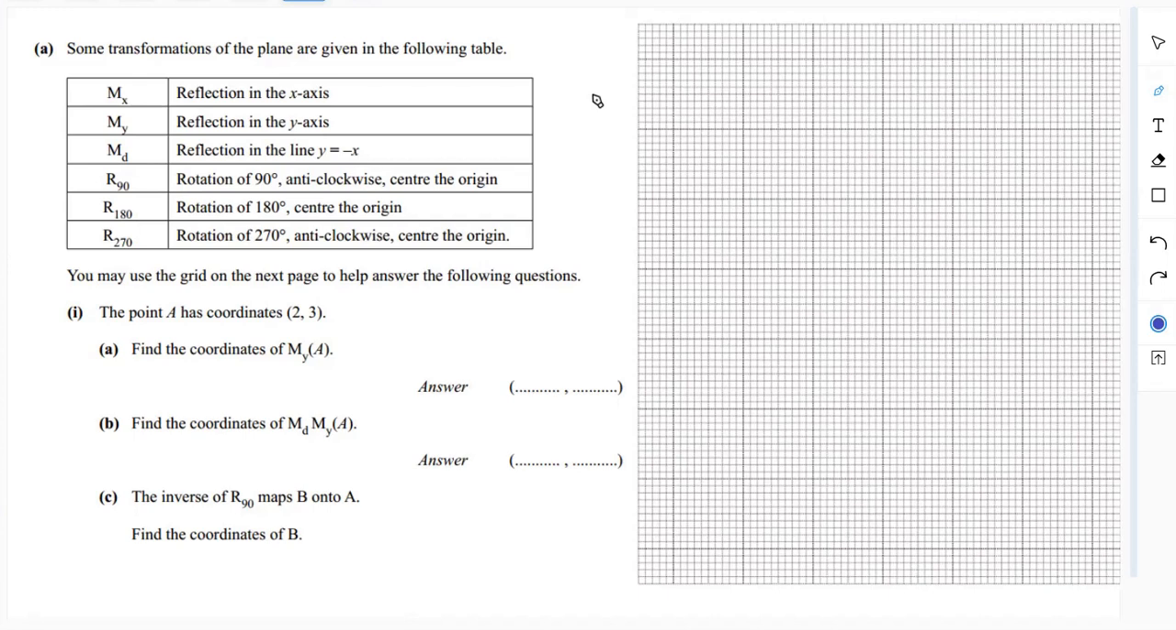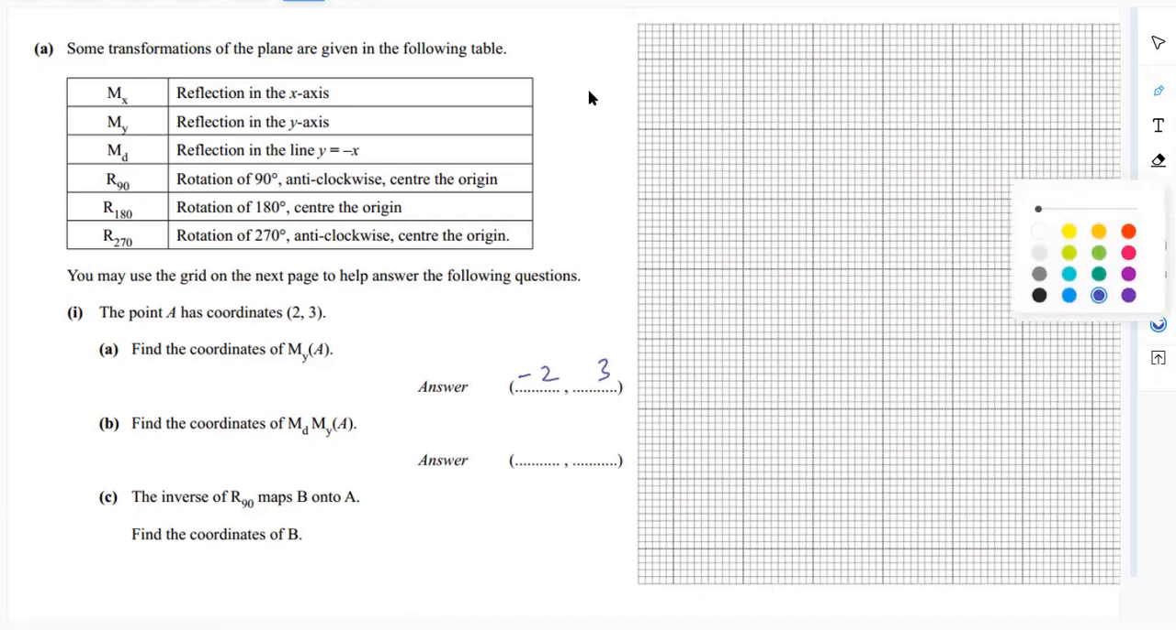What does My mean? It's reflection in the y-axis. You have to reflect A in the y-axis. If you remember that rule, you can use that. What happens when you reflect in the y-axis? The x coordinate of your point becomes negative, and y stays the same. So we have -2 and 3 there.